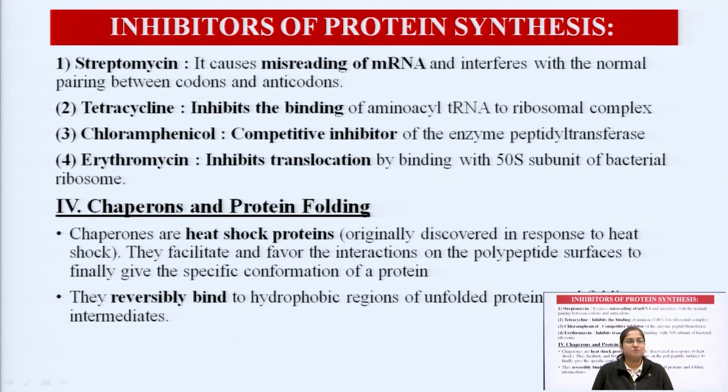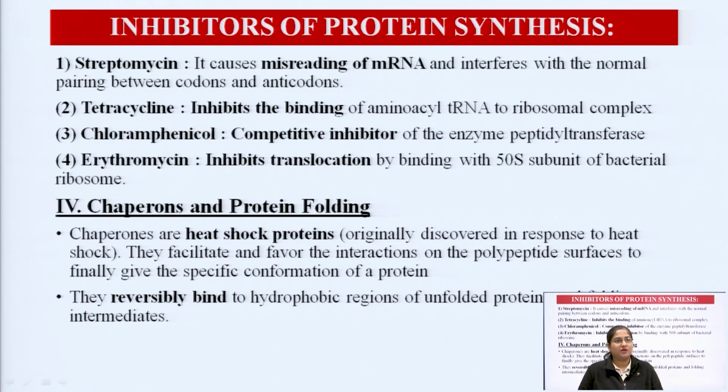Streptomycin causes misreading of mRNA and interferes with the normal pairing between codons and anticodons. And finally, whenever there is a misreading of these codons, no proper synthesis occurs. Second is tetracycline. Tetracycline inhibits the binding of aminoacyl tRNA to the ribosomal complex.